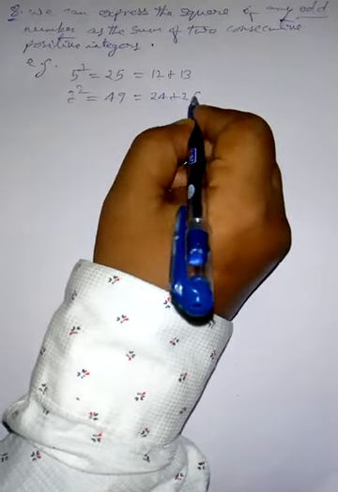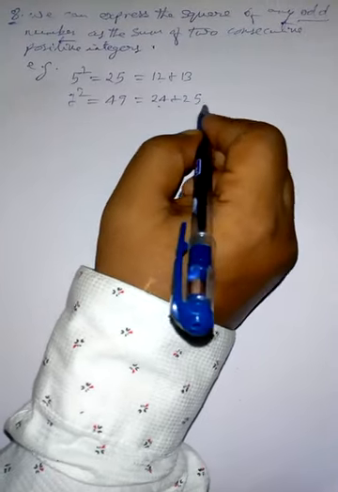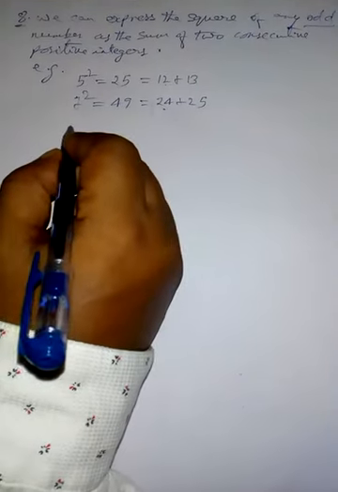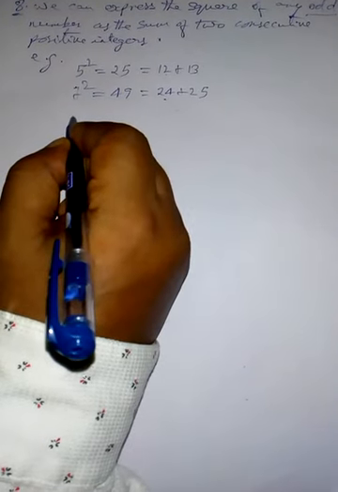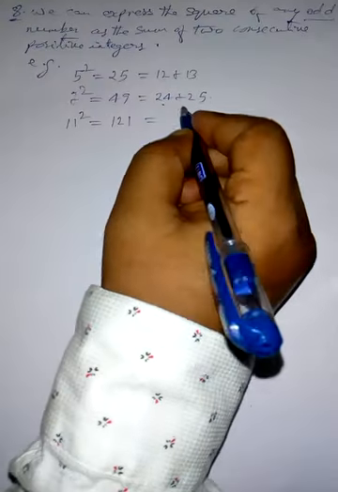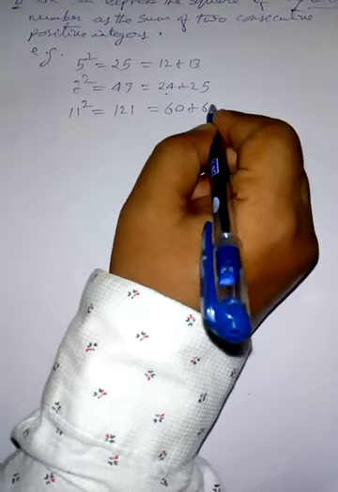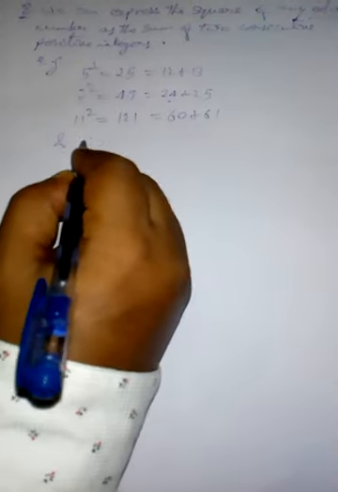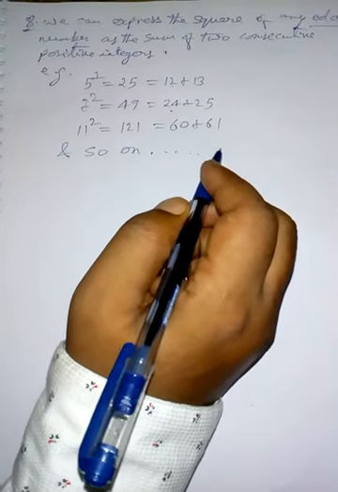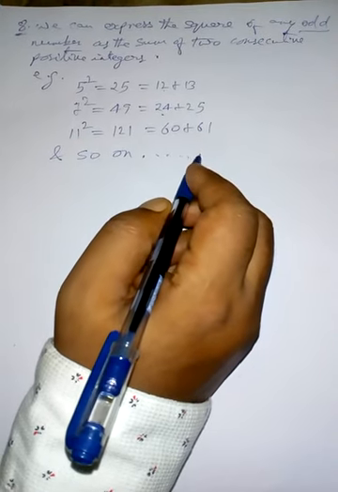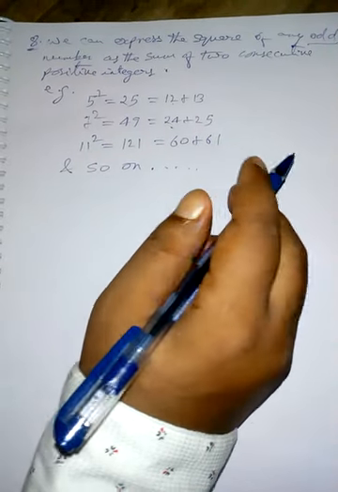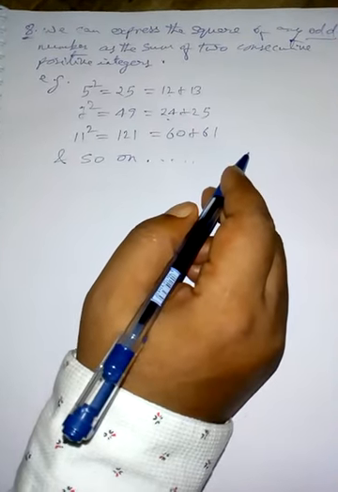24 plus 25. These are two consecutive positive natural numbers. Another odd number, 11, its square is 121, and that can be 60 plus 61, and so on. So by this we come to know that the square of any odd number can be written as the sum of two consecutive positive integers.